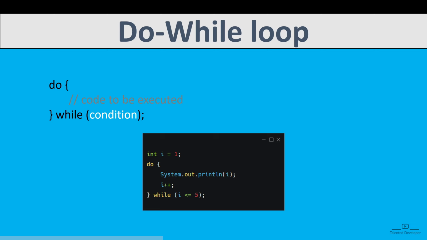Here again we are going to create one variable, int i equal to 1. Let's look at the same example of printing numbers from 1 to 5, but this time using a do while loop. The code block inside the do statement will execute first, then the condition is checked. If i is still less than or equal to 5, it will continue looping.